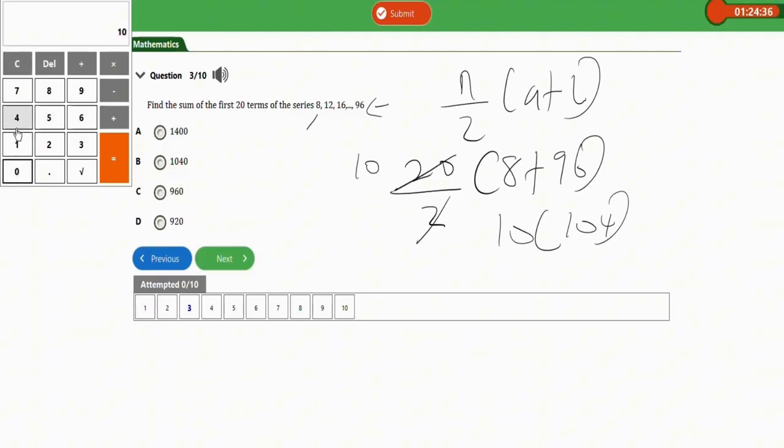So let's verify: 104 times 10. So we have 1040. So the correct option is what? Option B. Alright, so that's the answer to this question. It's as simple as this. Let's wipe this now and solve the next question. Alright, so we're making progress.